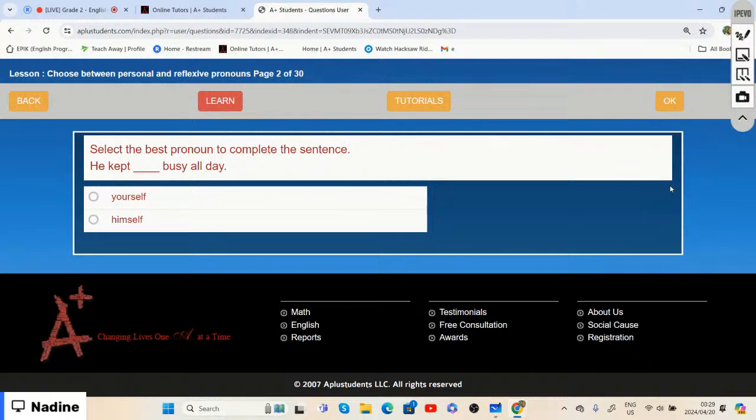So well done. All right. So if you are busy yourself, right? Do we say he kept yourself busy all day or he kept himself busy all day? If he was busy all day, do we say he kept yourself busy all day or he kept himself busy all day? Option one or option two? Remember, our reflexive pronoun needs to refer to the correct subject.